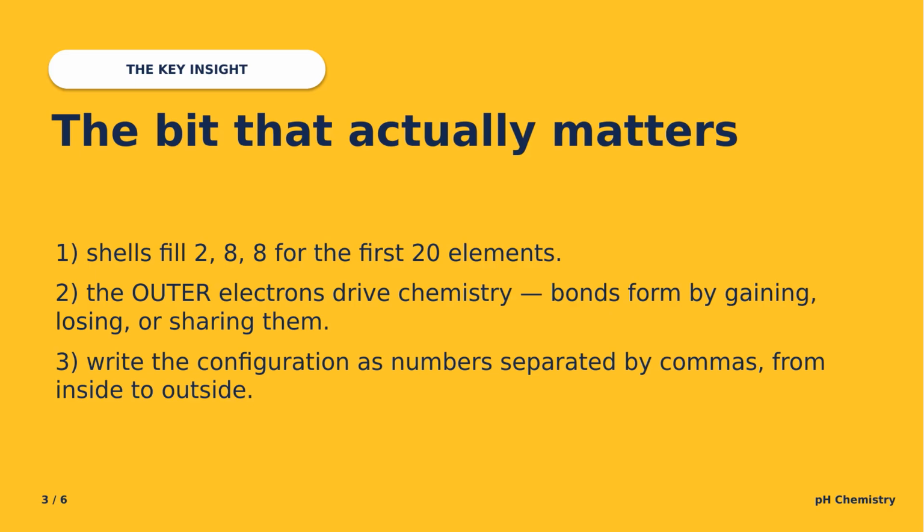3 things. 1. Shells fill 2, 8, 8 for the first 20 elements. 2. The outer electrons drive the chemistry. Bonds form by gaining, losing, or sharing them. 3. Write the configuration as numbers separated by commas from the inside to the outside.